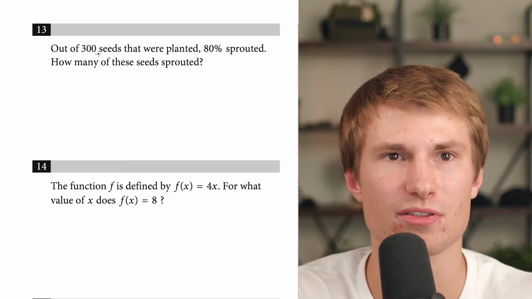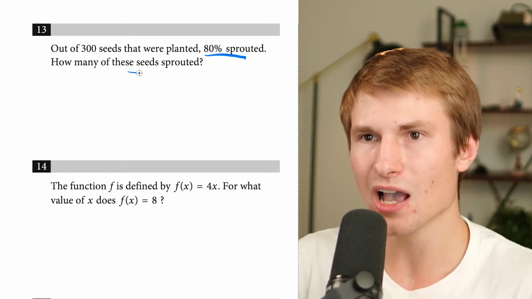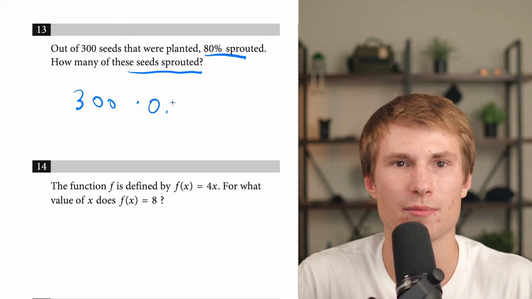All right, here's question number 13. Out of 300 seeds that were planted, 80% sprouted. How many of these seeds sprouted? This one's really, really easy. We just take that 300 and multiply by 0.8.